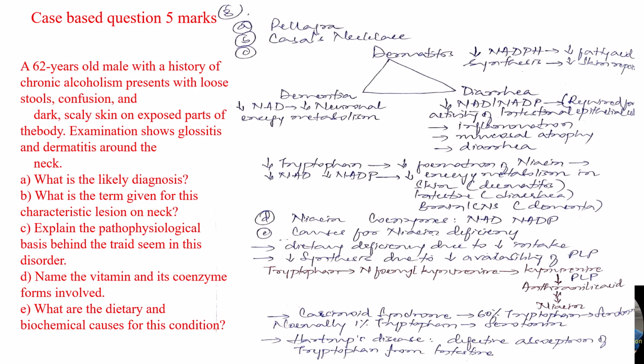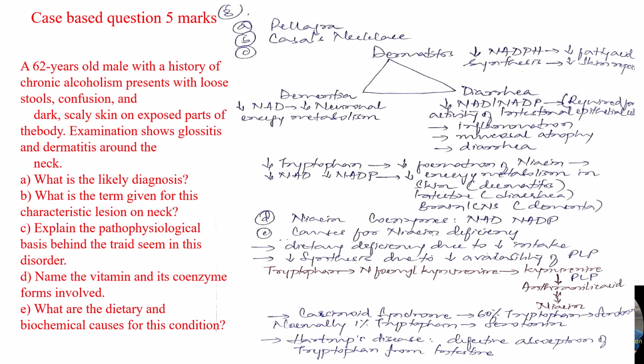So the main biochemical basis for the pellagra triad symptoms includes decreased formation of niacin, and decreased NAD and NADP. So there is decreased energy metabolism in skin, contributing to the development of dermatitis; decreased NAD in the intestine, contributing to the development of diarrhea; and decreased NAD and NADP in the brain or central nervous system, contributing to the development of dementia.